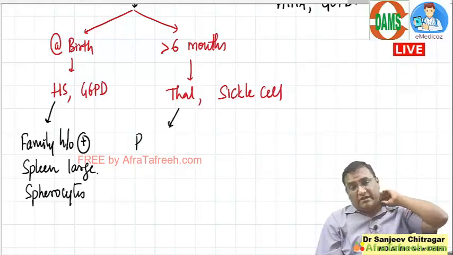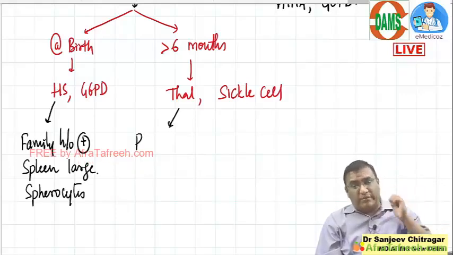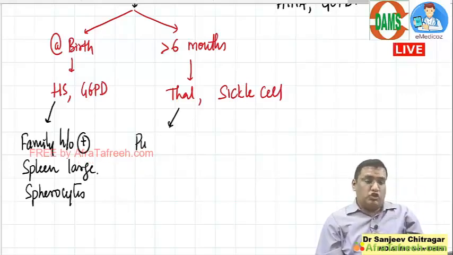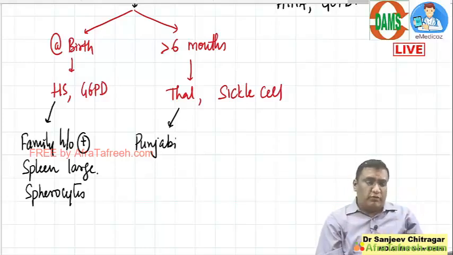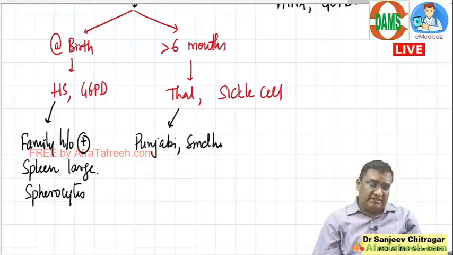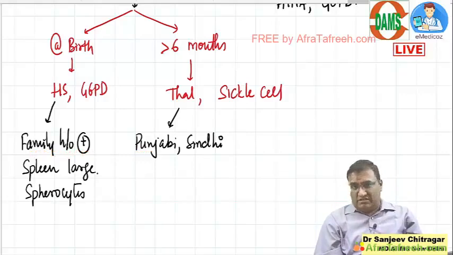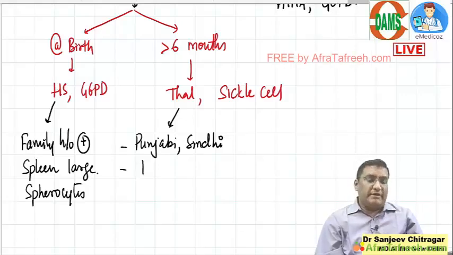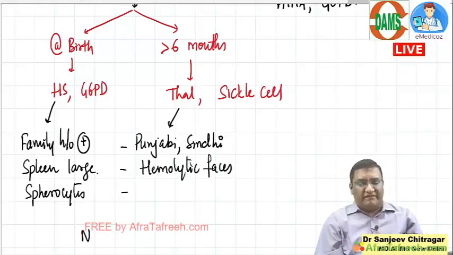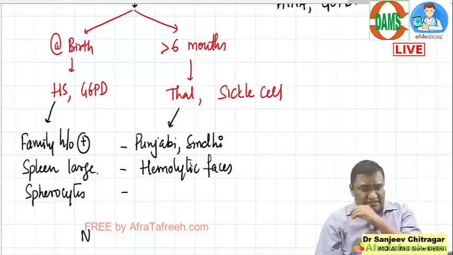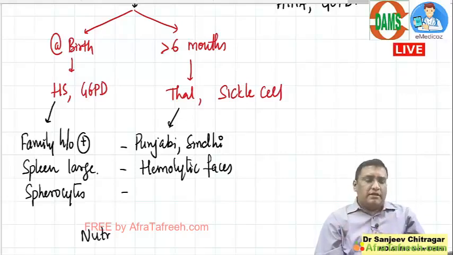In thalassemia, we don't get a positive family history because it is autosomal recessive, but it is usually seen in closed communities like Punjabis in India, Sindhis, or Mediterranean populations like Italy, Greece, etc. There it is common. In India, we are talking about Punjabis and Sindhis. Then in thalassemia, hemolytic phases will be seen, although they can be seen in others as well, and splenomegaly.